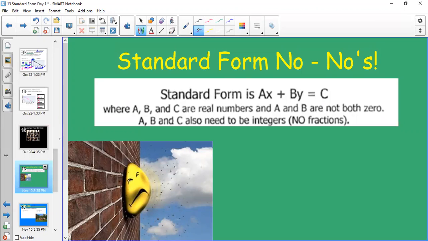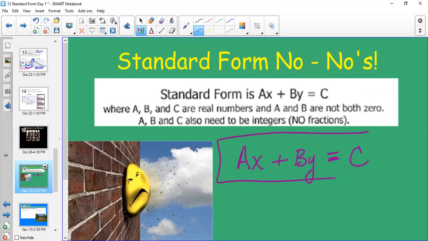For something to be exactly in standard form, the x term has to come first, then the y term, then we have an equals, and then we have a constant, in other words, a number without any variables. It has to be exactly like this. Now here's the tricky part. A, B, and C have to be integers. In other words, they cannot be fractions. So the first thing we're going to learn is how to get rid of fractions.